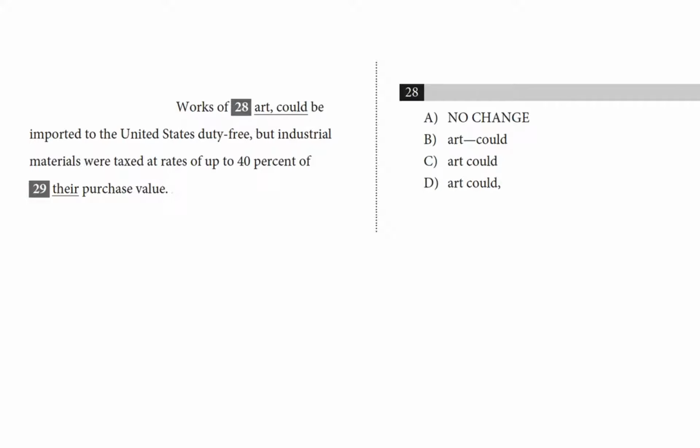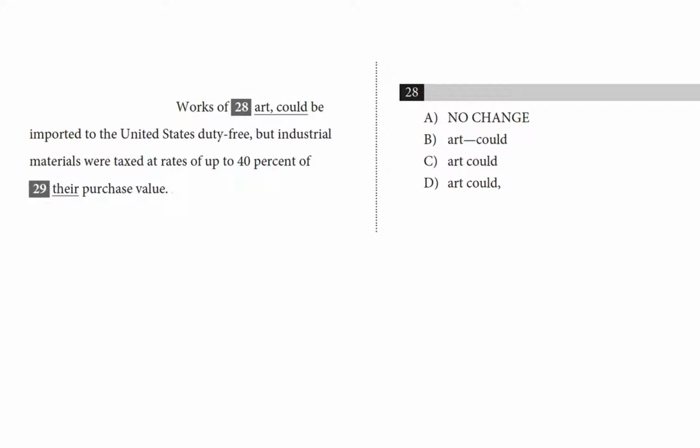Let's take a look at question 28 here. This is an excerpt from a passage about Bird in Space, an abstract sculpture. Works of art could be imported to the United States duty-free, but industrial materials were taxed at rates of up to 40% of their purchase value.